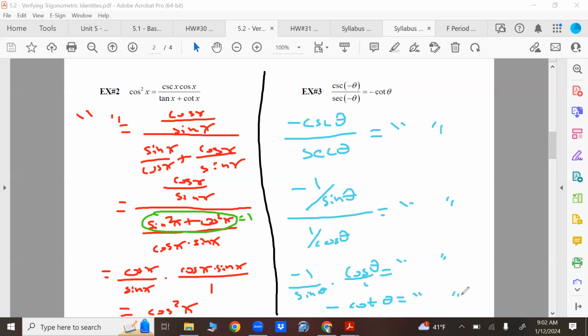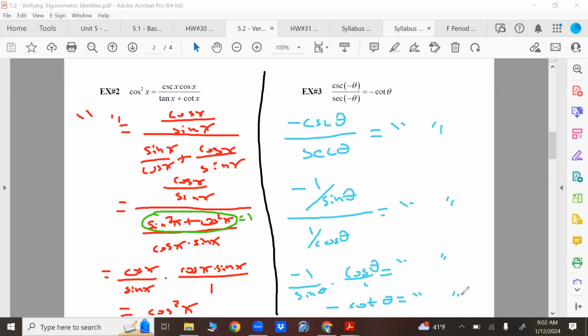We have two fractions. When you divide fractions, you flip the second fraction. After you flip it, the sines will cancel. You get cosine squared x. The sines will cancel. I think this one's probably a little easier.